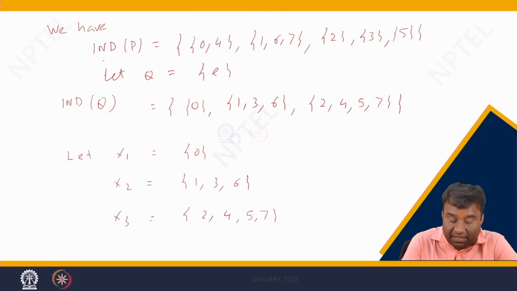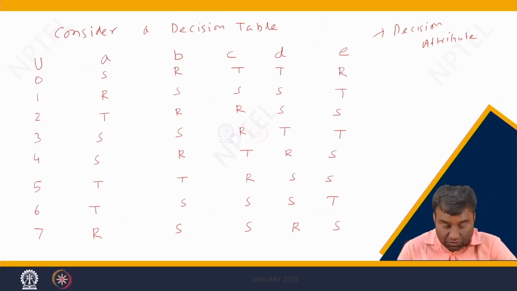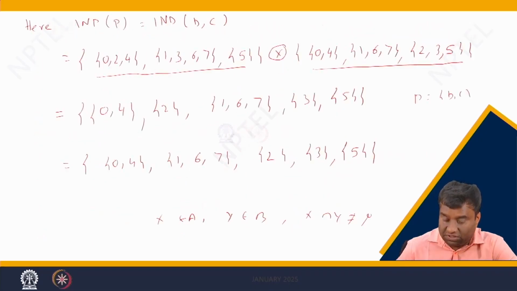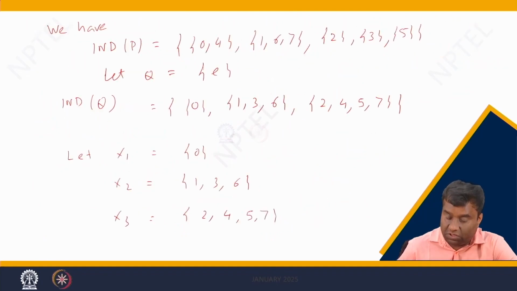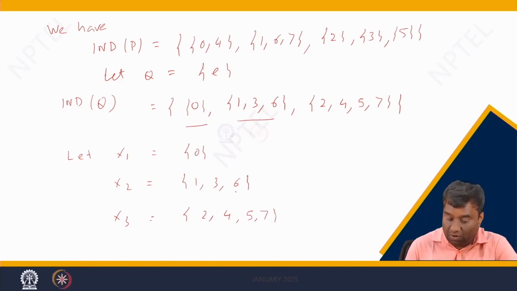So we have here indiscernibility relation P, which is 0, 4, 1, 6, 7, 2, 3, 5. Let Q be the decision attribute. So the indiscernibility relation of Q is 0, then 1, 3, 6, then 2, 4, 5, 7. So here x1 is 0, x2 is 1, 3, 6. So we need to find lower approximations, upper approximations, etc.